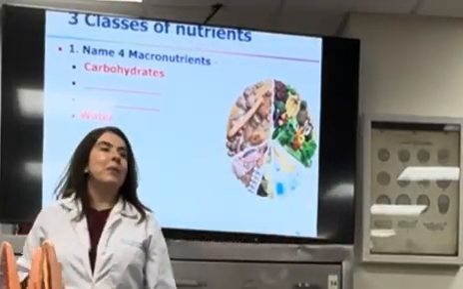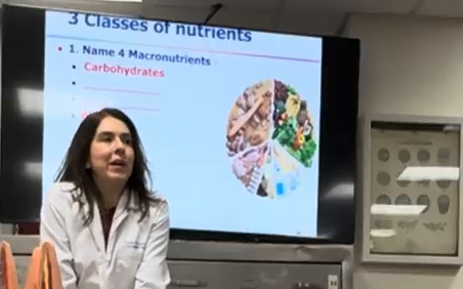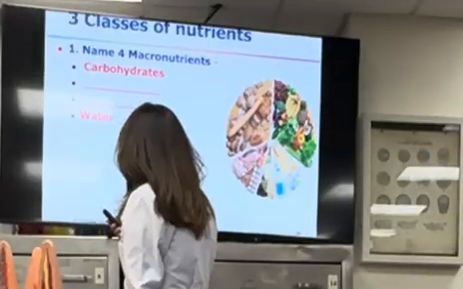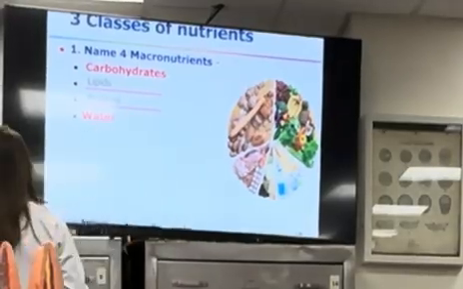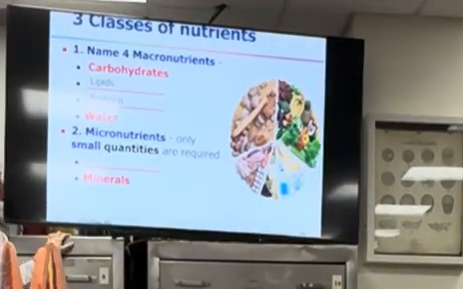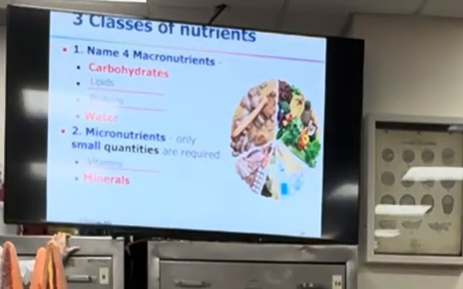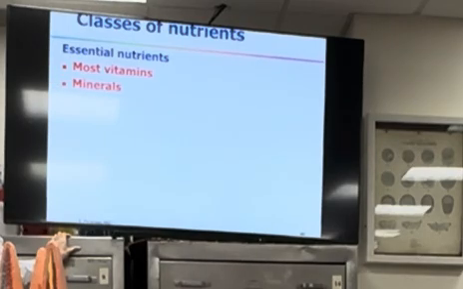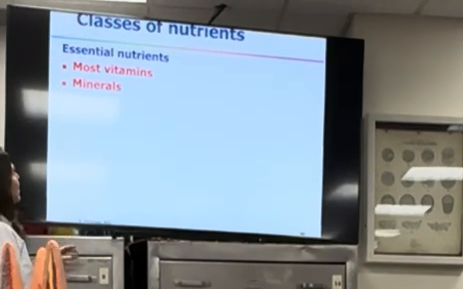So what are the 4 main macronutrients? Carbohydrates, lipids, proteins, and then we have water as well. What are the micronutrients that we only need in small quantities? Vitamins and minerals. Good. So we have some essential nutrients, which are multivitamins, minerals.